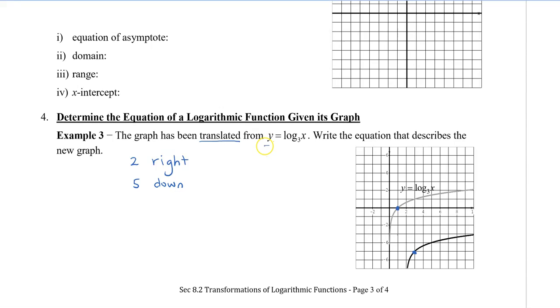So therefore, if this was my original function, then we can say that this is going to be log with a base of 3. So the base doesn't change, it stays the same. Right 2 means that it's going to be x minus 2. And then 5 down means that we need to put the minus 5 on the outside of the brackets and after the log. So there you have different ways of looking at logarithmic graphs.